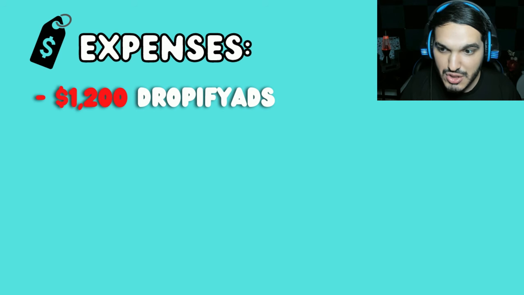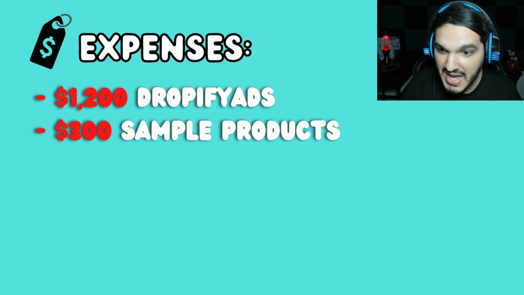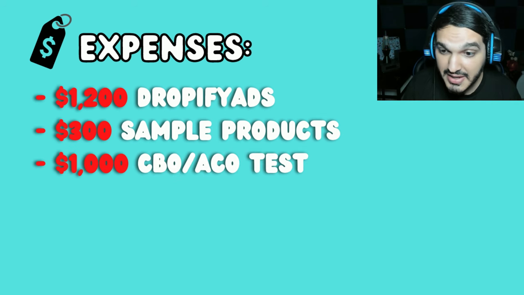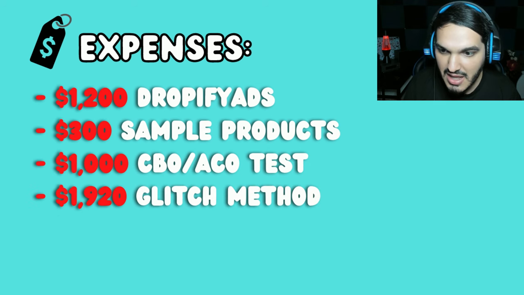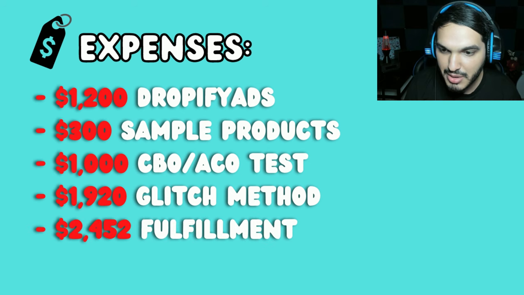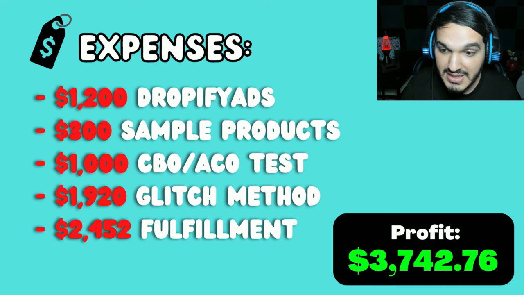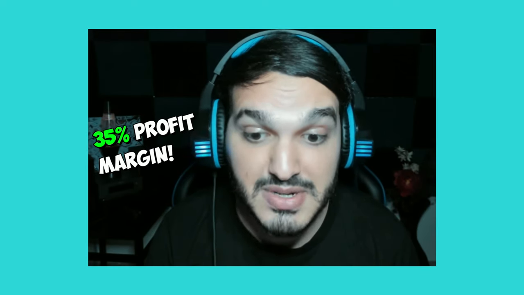Let's break down the expenses real quick. I spent $1,200 on Shopify ads for 30 videos. I also spent $300 on Amazon for the 10 sample products. Then I spent $1,000 on the initial CBO ACO testing campaign. I spent $1,920 on the glitch campaigns. I also spent $2,452 on product costs. Overall, I'm left with a $3,742.76 profit this week. That's a 35% profit margin, which is above average in this industry.